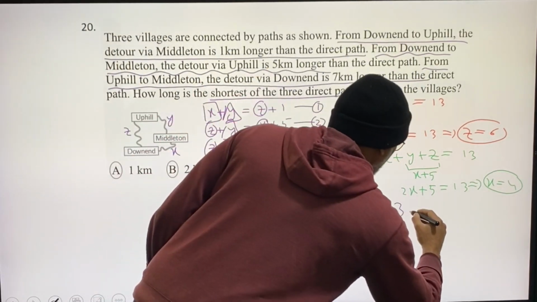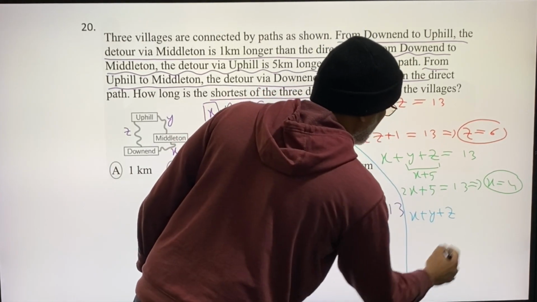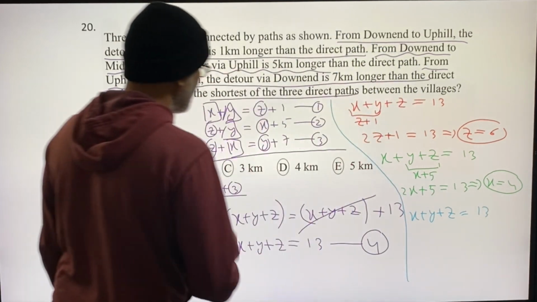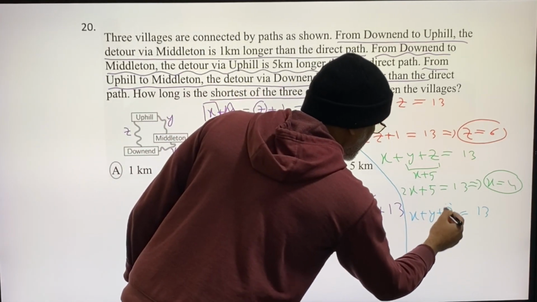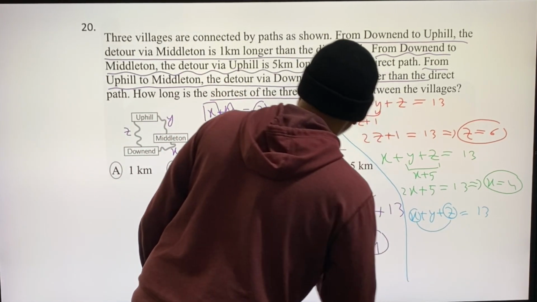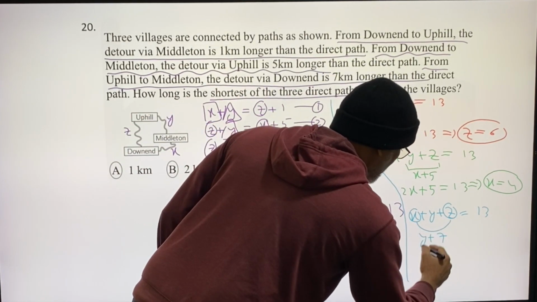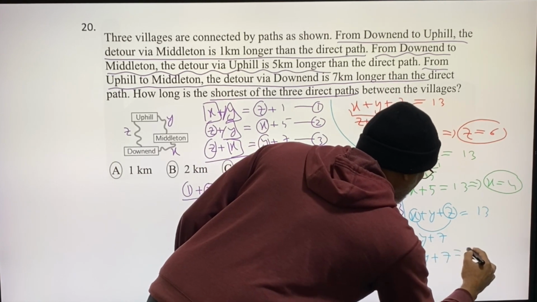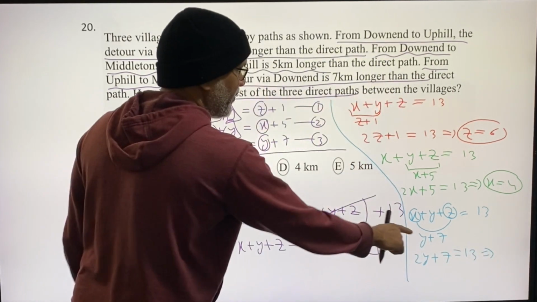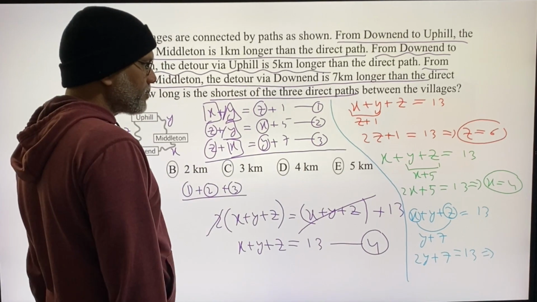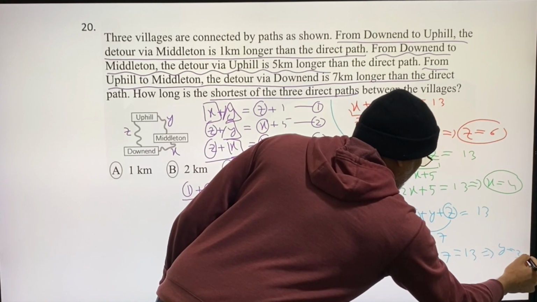Again, x plus y plus z is equal to 13, and I use the last equation, z plus x is y plus 7. So z plus x, these two, is y plus 7. So this is 2y plus 7 is equal to 13. If I take away 7 from 13, that is 6, divide that by 2, that is 3. So y is equal to 3.